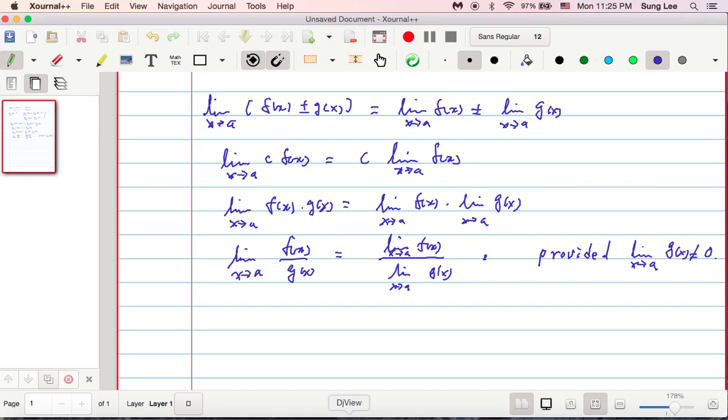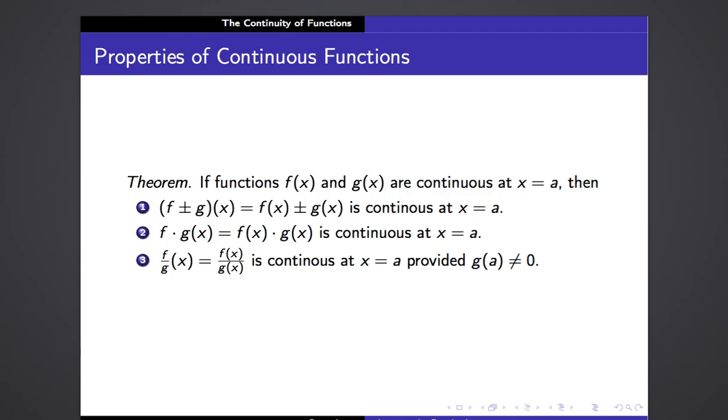Properties of continuous functions, right? So continuity is defined by limits. So, we have the following theorem. If functions f of x and g of x are continuous at x equals a, then the following statements are true. F plus or minus g of x, which is the same as f of x plus or minus g of x, right? That's what the definition of this function here is, continuous also at x equals a.